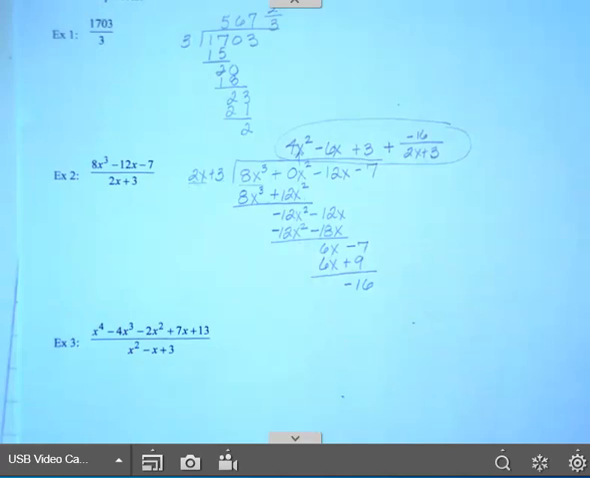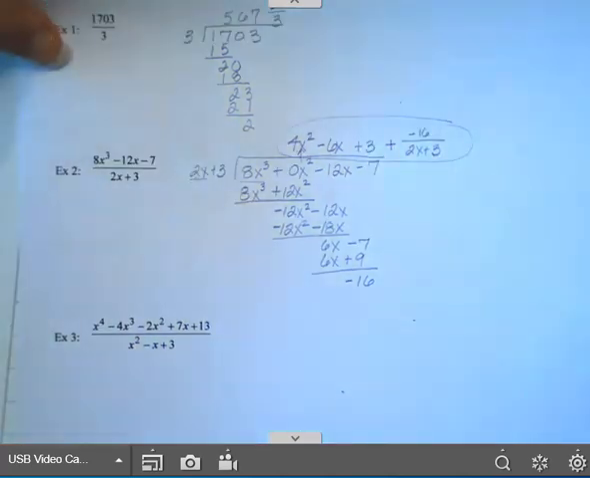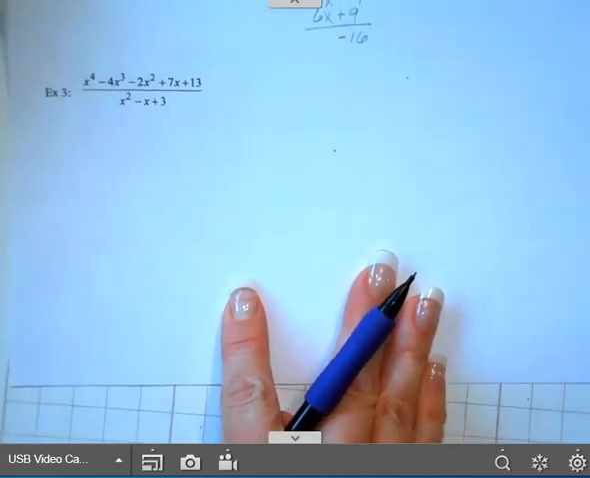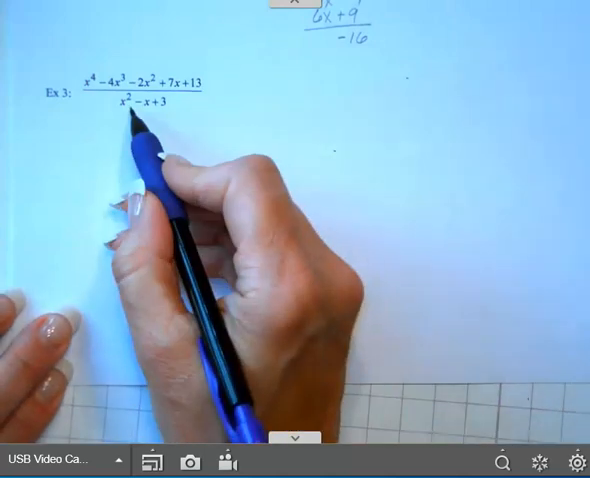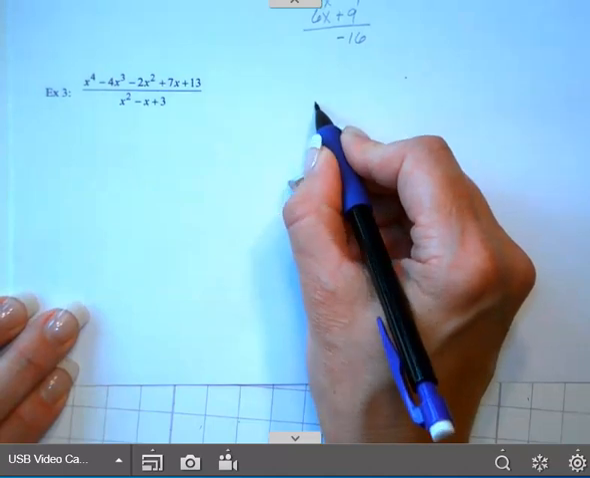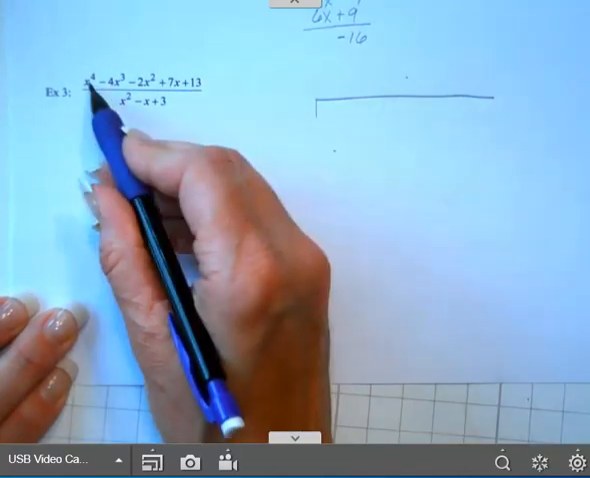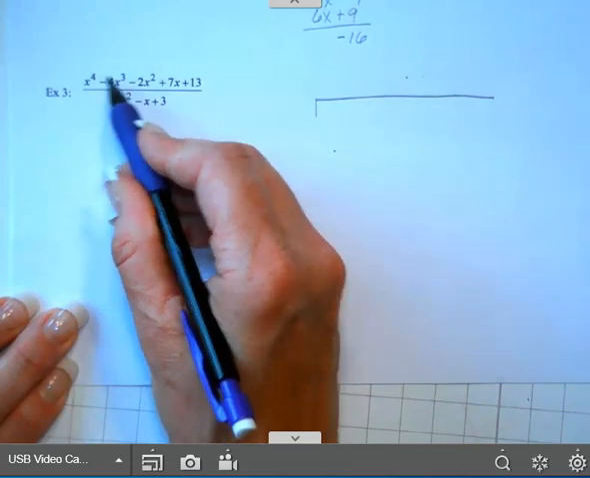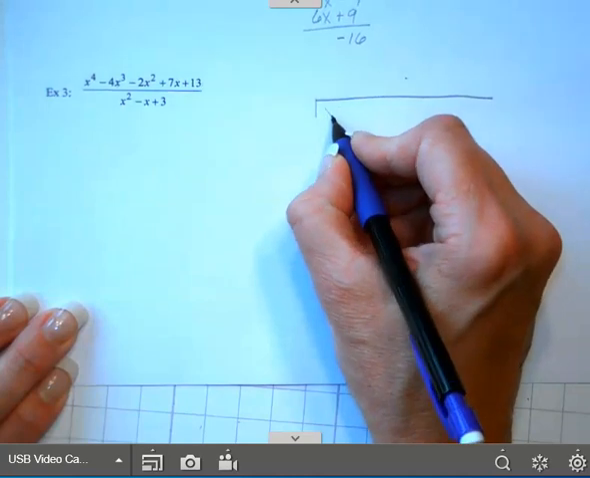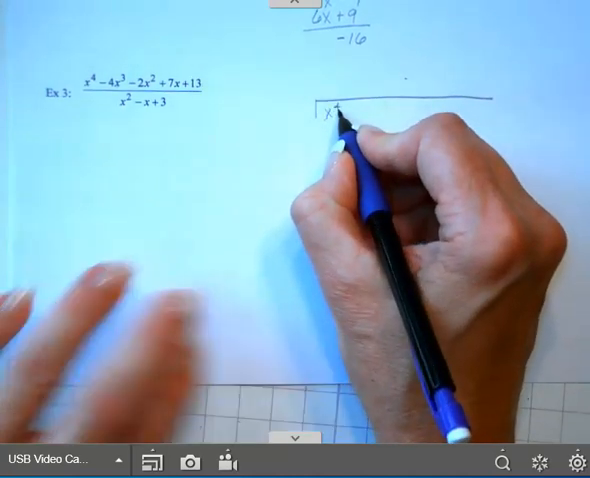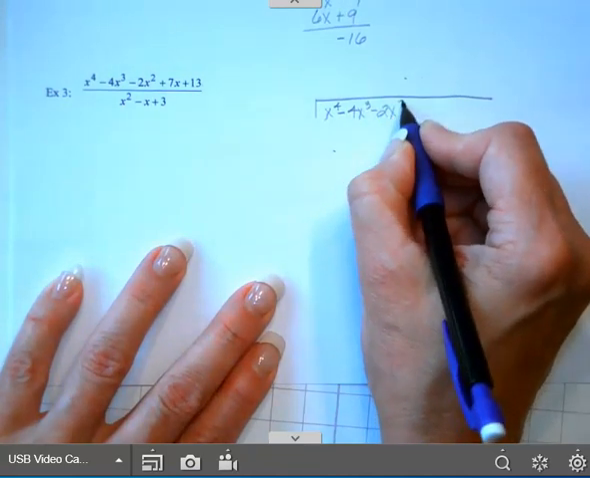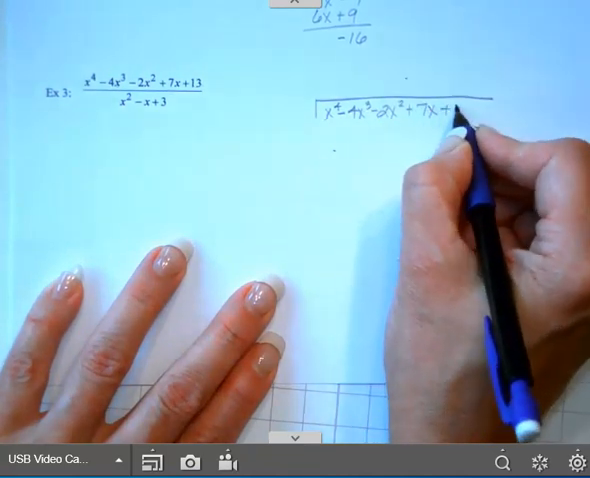Let's go ahead and try another example. For this one, the dividend goes on the inside. And let's just make sure that we didn't skip any spaces. So 4, 3, 2, x to the first, no x's. So I don't need any placeholders. They're all there. So x to the fourth minus 4x cubed minus 2x squared plus 7x plus 13.